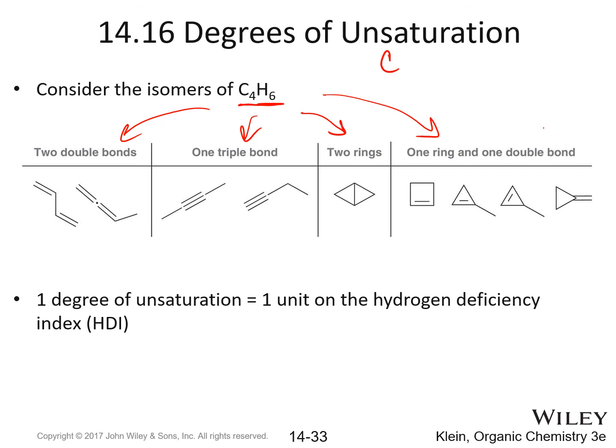Because, remember, for 2 degrees of unsaturation, the formula is CnH2n minus 2 from the previous slide. So each degree of unsaturation means we're either going to have 1 ring or 1 pi bond. So now we're looking for all the combinations, either 2 pi bonds or a pi bond and a ring. And each of these fits the bill. For 2 pi bonds, we could even have 2 rings, or we could have 1 pi bond and 1 ring.